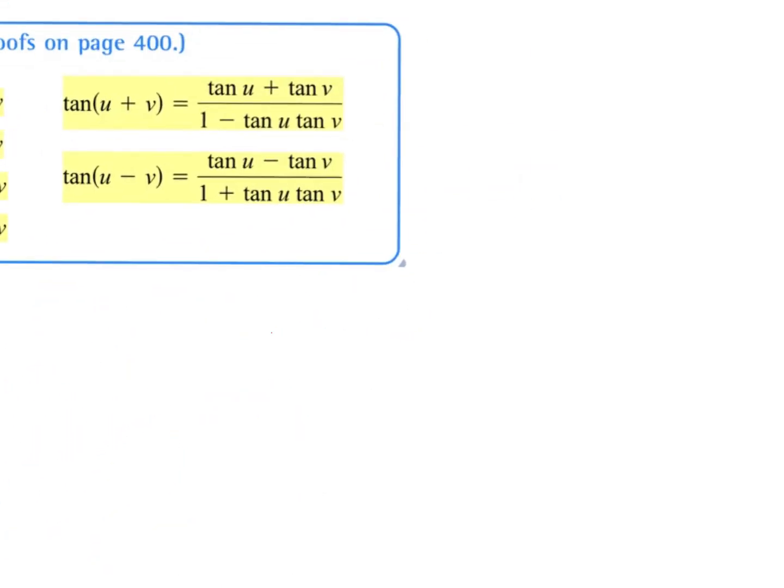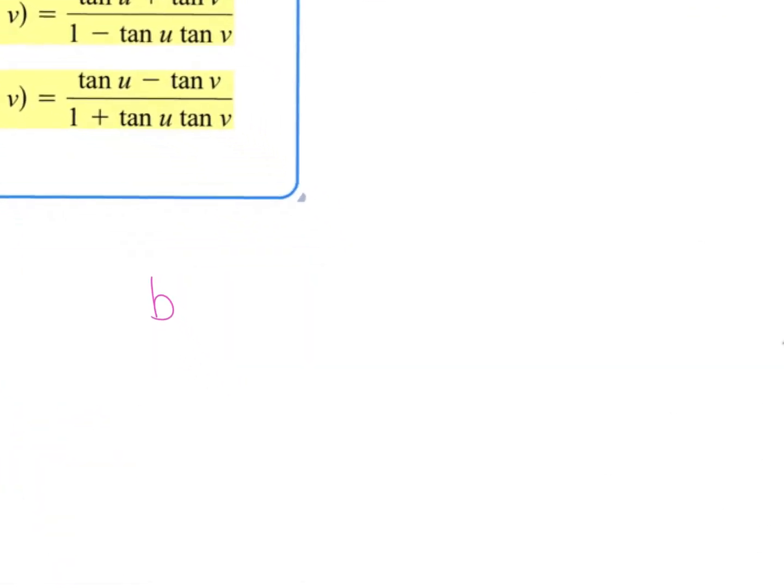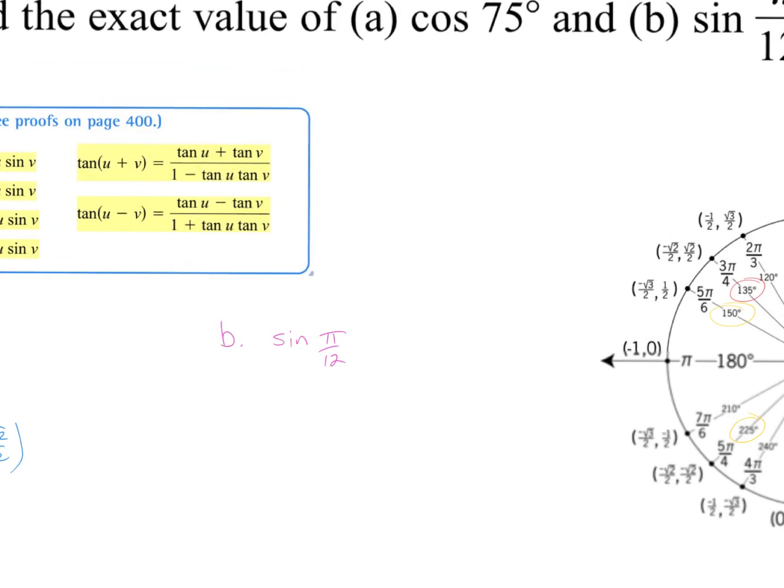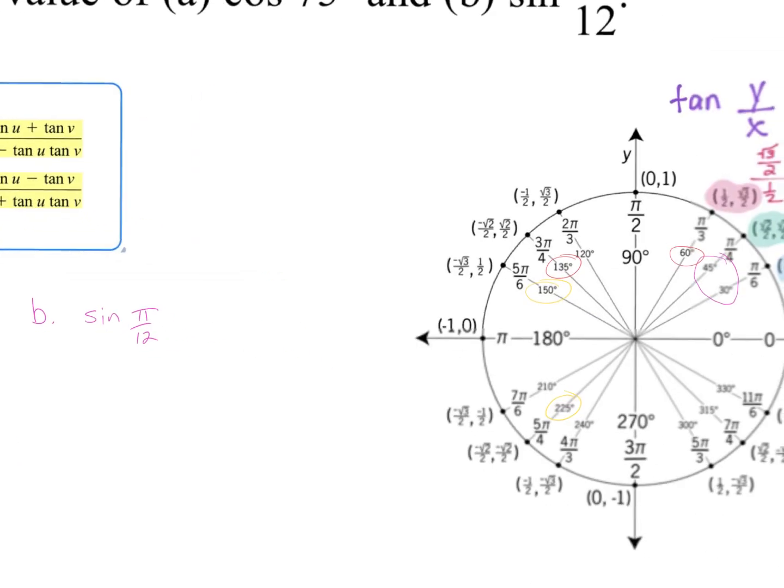Let's look at the second one. Letter B. Letter B says the sine of pi over 12. Now, pi over 12 is not on the unit circle. So how in the world are we going to figure out the two angles that we need to use if we don't even know where pi over 12 is on the unit circle? What can we do? Well, but pi over 12 isn't on the unit circle, so how could we figure out? Tell me. Yeah, go ahead and change it to degrees.